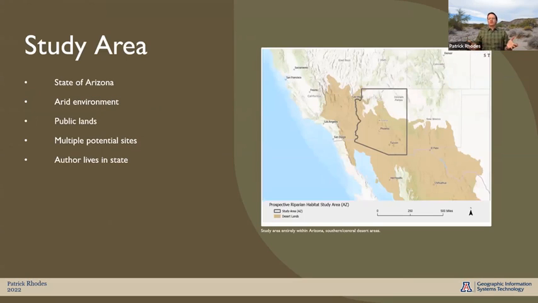The study area, of course, is in the state of Arizona, and it's great because it's an arid environment, which means that riparian habitat is vital to this state in terms of wildlife. And of course, the rivers are vital to human populations as well. It has a ton of public land, which we're going to see ends up being very, very important for this kind of study. So there's lots of different sites where you might locate something like this. And of course, I live in the state, which allows me then to go visit these areas personally and perform some ground truth field work.